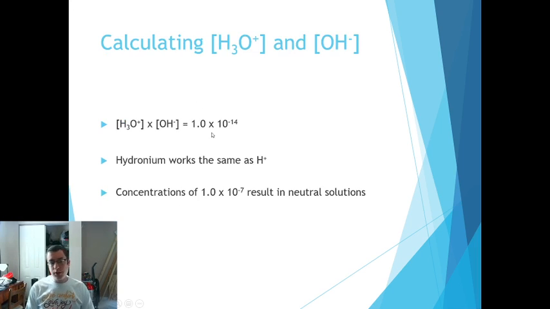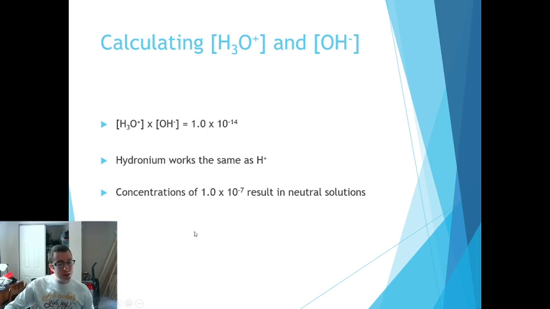Alright, then lastly, hydronium works the same as H+, so if you remember from the other set of notes, they're basically the same thing. Technically, they're a little different because H+ is different than H3O+, but they act exactly the same mathematically, conceptually, all that stuff. It's not until you get deeper into chemistry that it makes any difference. But for us, we're going to treat them the same.